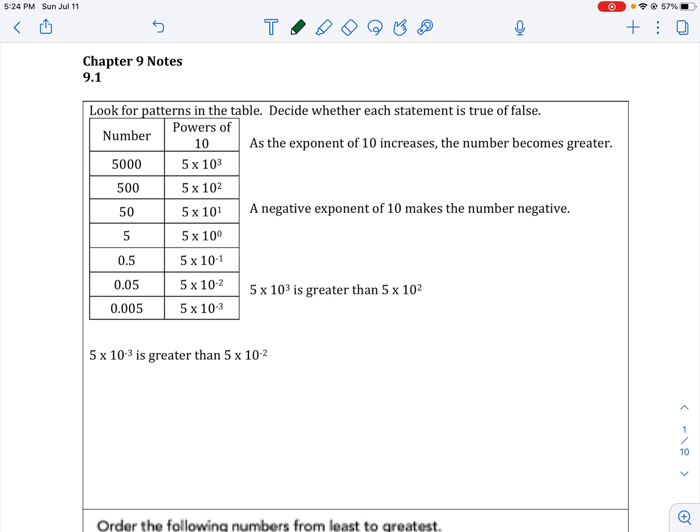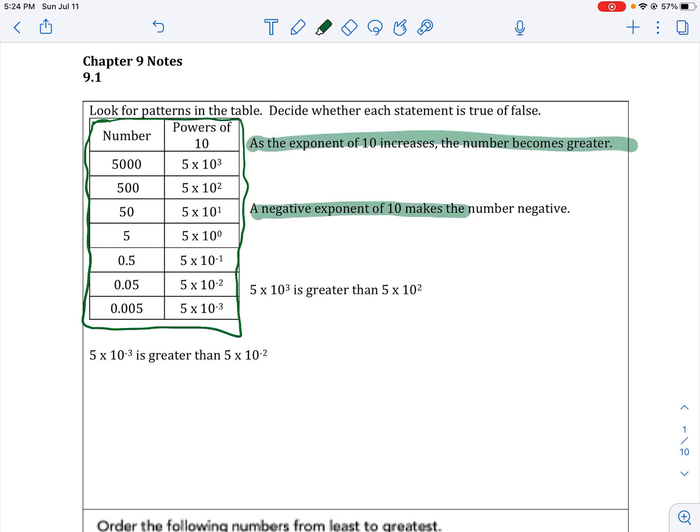All right, chapter 9 is all about scientific notation. In this section, we are going to talk about what scientific notation is. So first, we are going to use this table right here to determine if these statements are true or false.